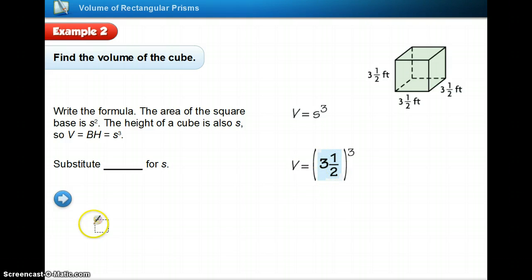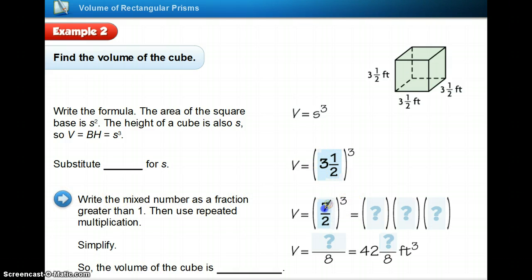Now cubed means, okay, we change this into a mixed number, or to an improper fraction to get this, and then remember, cubed means a number times itself 3 times. So 7 halves times 7 halves times 7 halves. And when we do that, we get 343 over 8, because 7 times 7 is 49, 49 times 7 is 343, 2 times 2 is 4, 4 times 2 is 8. And then when I change this into a mixed number, I get 42 and 7/8.